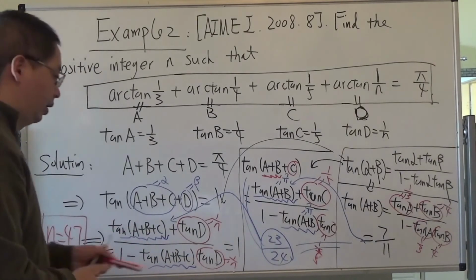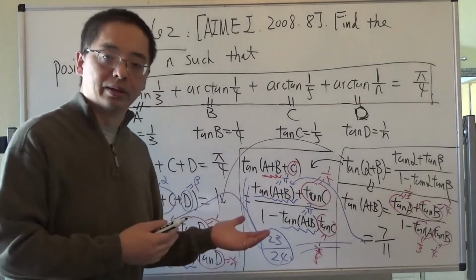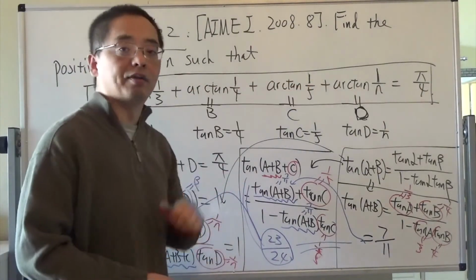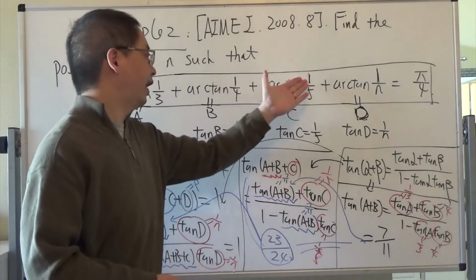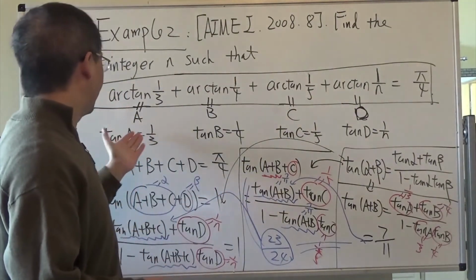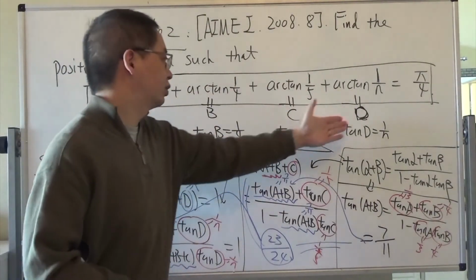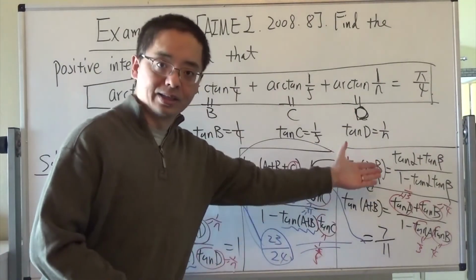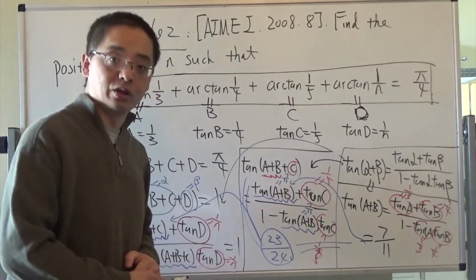So for this problem, the two key ingredients. Number one, we just need to know the definition of arctangent. It just means the tangent value: tangent A is 1/3, tangent B is 1/4, this is 1/5, 1/n. And then we just repeatedly use the sum formula for the tangent function.